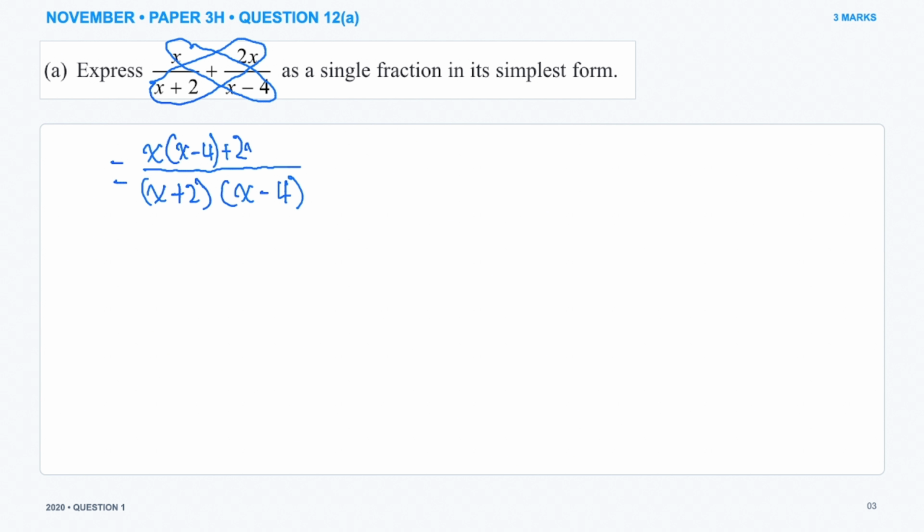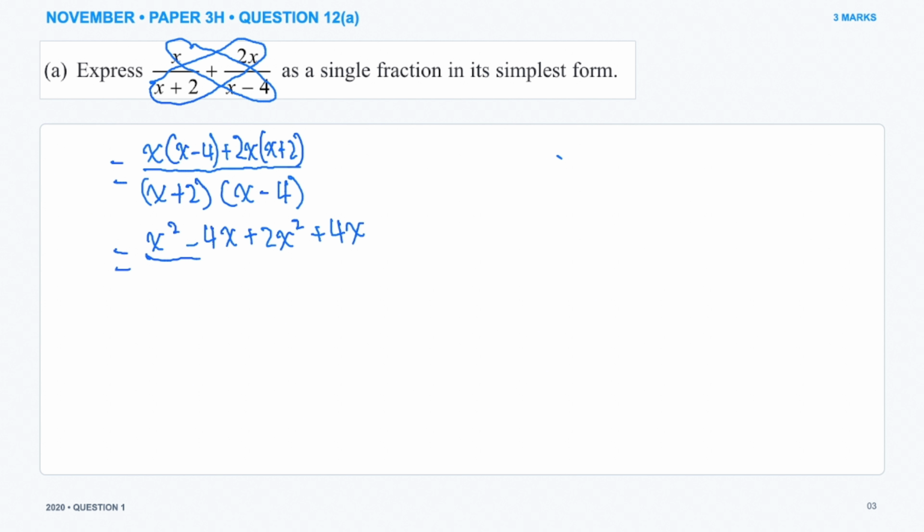And I'm going to do the same for 2x. We're going to multiply it by x plus 2. So this will be after our first step. Our next step is to expand the numerator. So we're going to have x squared minus 4x from the x times x minus 4 bit, and plus 2x squared plus 4x for the 2x bit.